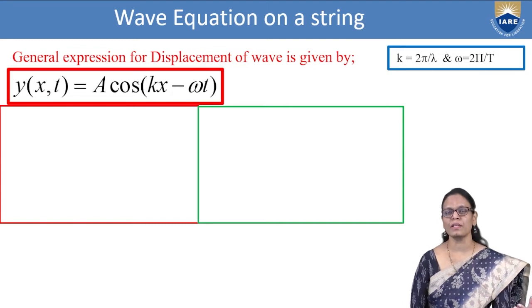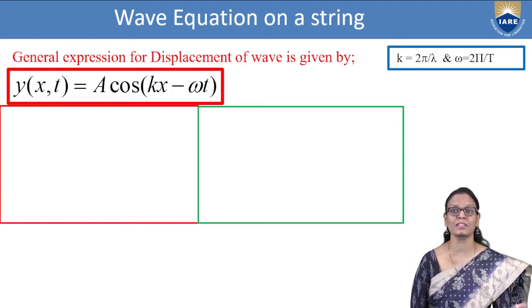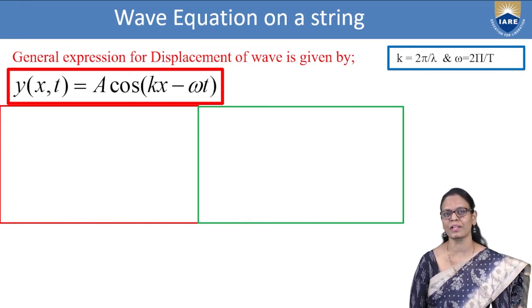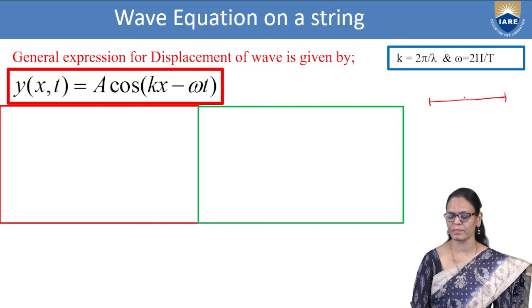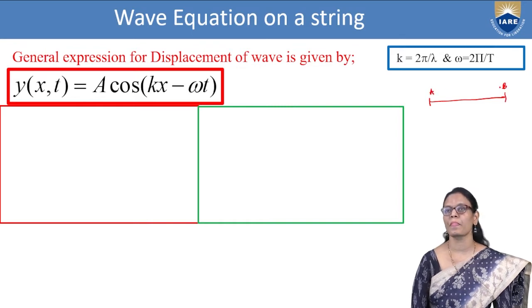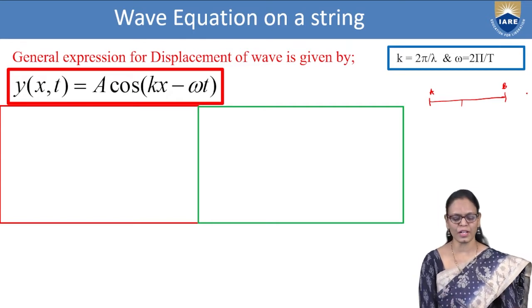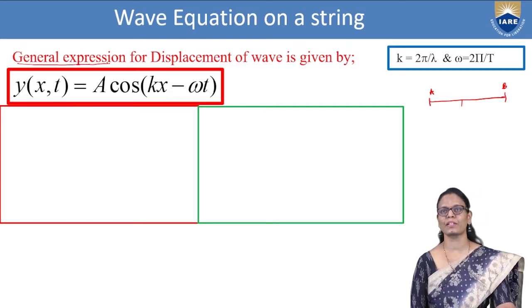Now let us quickly see what we saw yesterday in the general wave equation. Before going into specifics for transverse and longitudinal waves, we will quickly recollect the general wave equation for a string. What we have considered here is a string which is tied at both ends, under tension. When we pluck it and leave it, the string starts vibrating and there will be waves. So what is the general expression for the displacement of the wave?